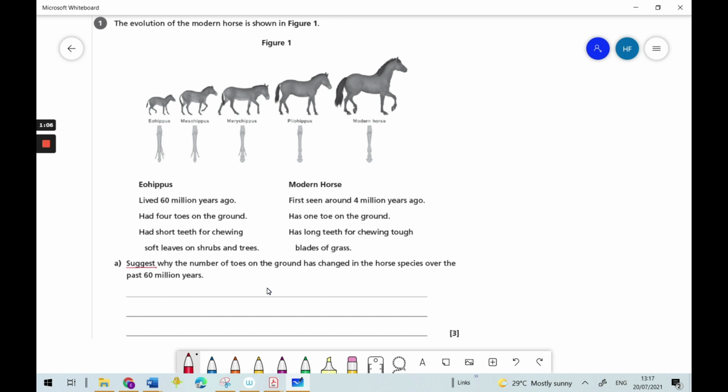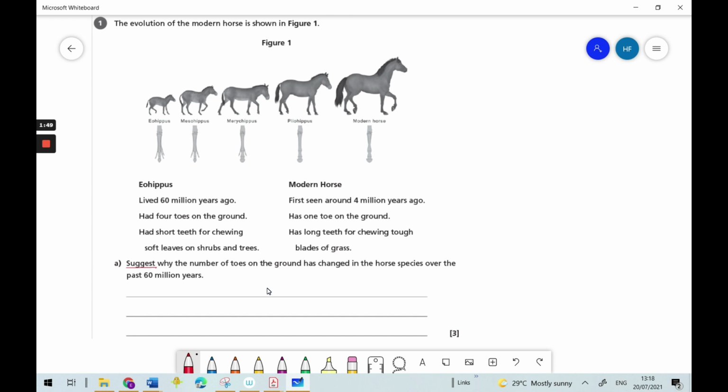Well, we're given the list of characteristics of the Eohippus compared to the modern horse. And we can see from the diagram that over the years, the Eohippus lost its 4 toes, and the modern horse only has 1 toe, what we also call a hoof. And the images also show us that the horse gets considerably larger over the years. And the teeth also change from short teeth for chewing soft leaves on shrubs and trees to having longer teeth for chewing tough grass. Now, the question is asking for you to suggest why the number of toes might have changed over the millions of years.